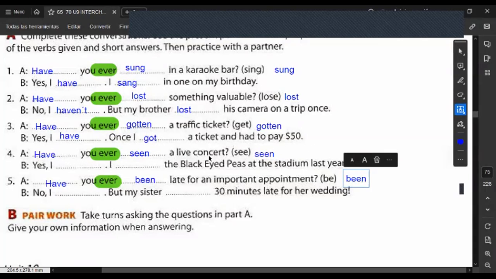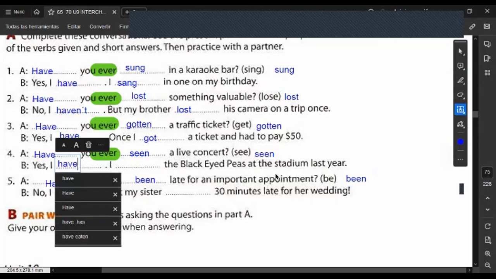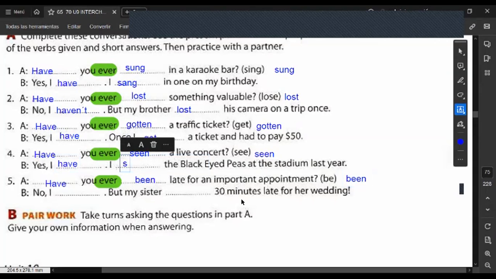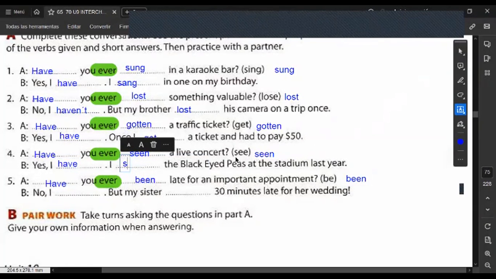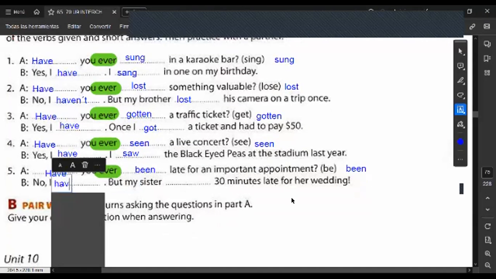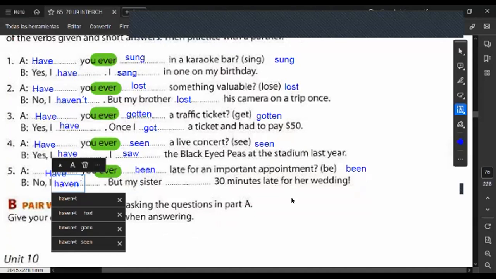Okay, have you ever seen a live concert? So yes, I have. I saw The Black Eyed Peas at the stadium last year. Have you ever been late for an important appointment? No, I haven't.